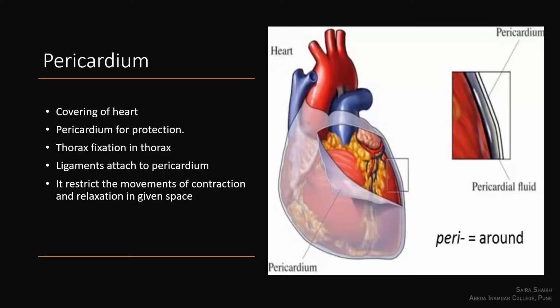Around the heart, a protective covering is present, called the pericardium. It helps to fix the heart in position in the thoracic cavity. It provides space for the attachment of ligaments which bind the heart at the center of the sternum bone. As it is present around the heart in the thoracic cavity, it restricts the movement of contraction and relaxation of the heart.